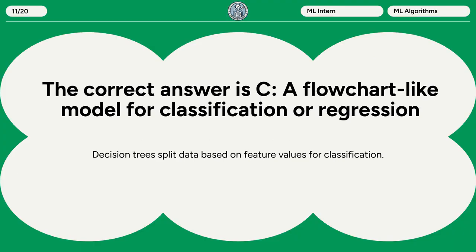The correct answer is C. A flowchart-like model for classification or regression. Decision trees split data based on feature values for classification.